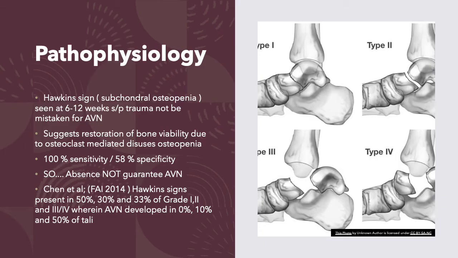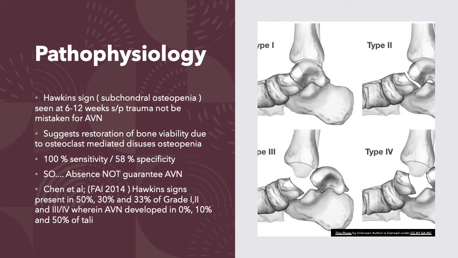So let's now focus on the ankle itself and the talus more specifically. Of course, we're all familiar with the incidence of avascular necrosis in the talus following talar neck fractures. We're also familiar with the Hawkins sign, which is a radiographic finding of subchondral osteopenia caused by osteoclast overactivity. It's usually seen at 6 to 12 weeks after trauma, and again should not be mistaken for avascular necrosis.